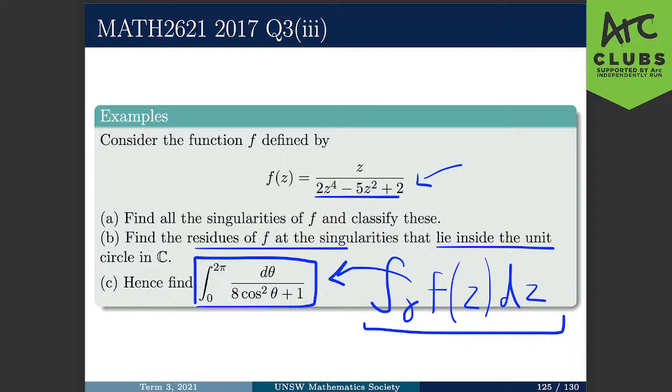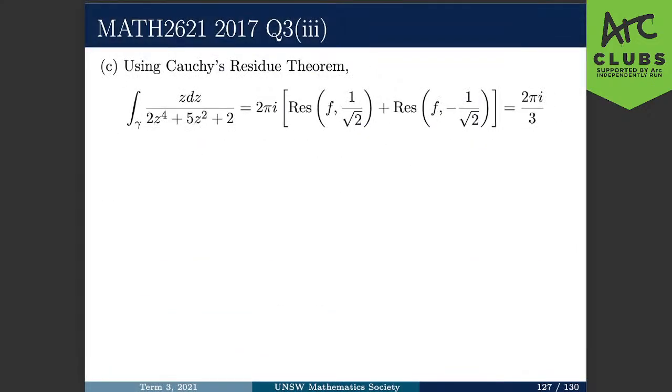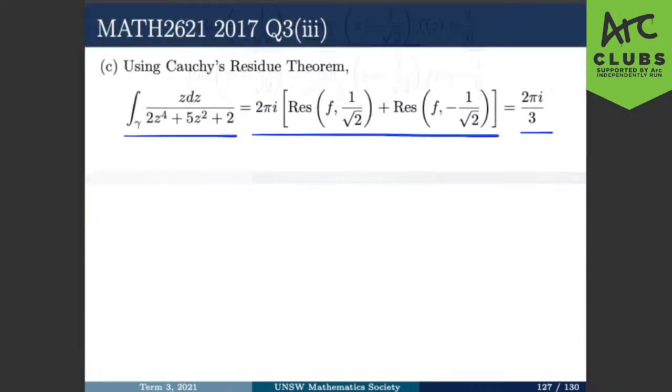Because if gamma represents the unit circle, well, we can actually just convert this integral into the one on the left. So that's exactly what we're doing here. Based on Cauchy's residue theorem, I can evaluate this integral very easily. Like this, equals 2 pi i on 3. So we already calculated each of these as 1 on 6, 1 on 6. So we have this one over here. I just made a substitution.